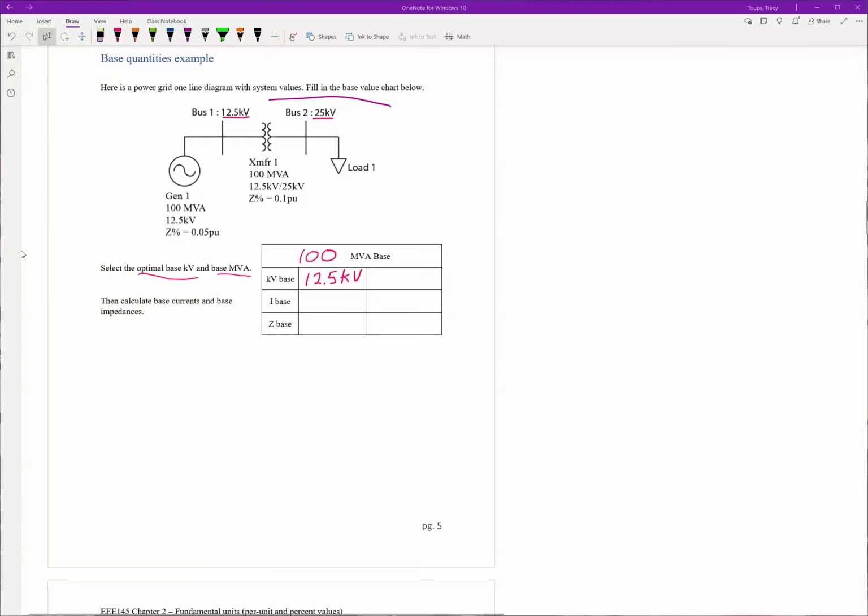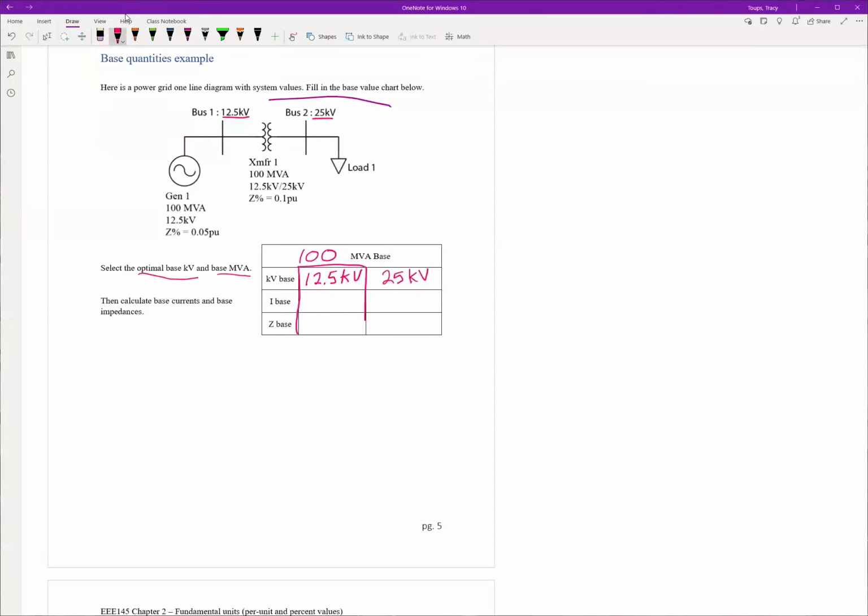Okay, welcome back. Here we're going to keep going with the base quantity examples we were talking about before the break. So here, remember we chose 100 MVA, 12.5 kV base, but remember there's another voltage level. There are two types of voltage levels, so we're going to do a second one, a 25 kV system.